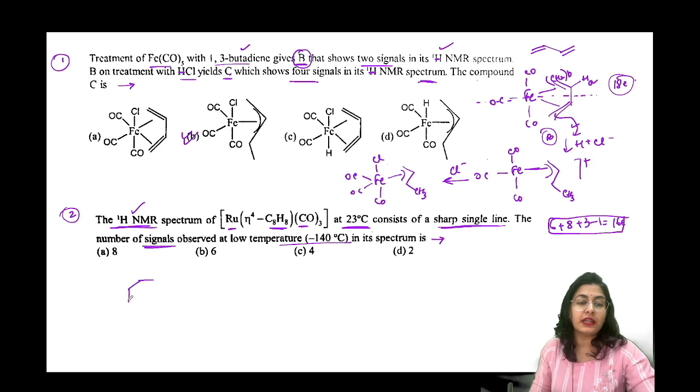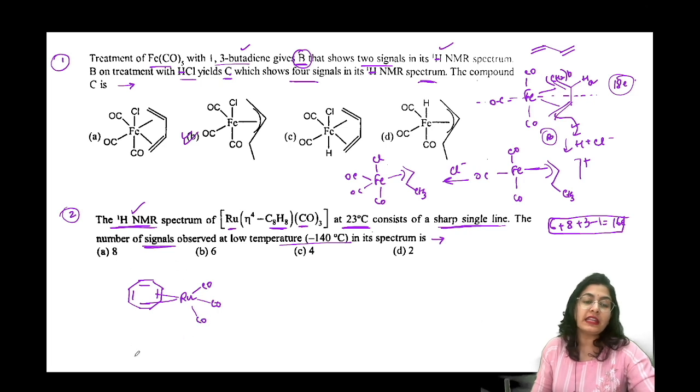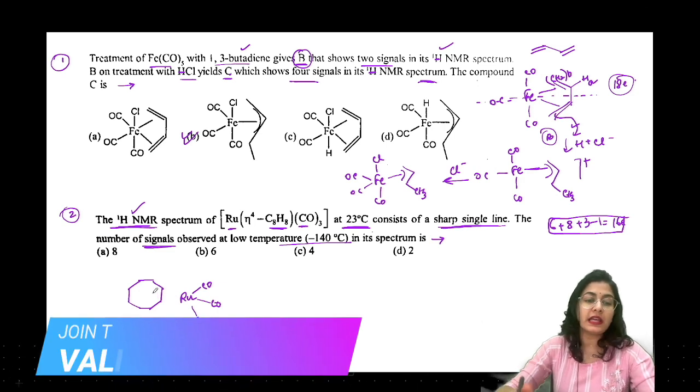If you can understand, it is eta4 C8H8. What does that mean? C8H8 is cyclooctatetraene, like this, but only eta4 is connected. That means that 2 of these alkenes are going to be connected to ruthenium, and it is further connected to 3 carbonyls. So when we take room temperature, what happens? It only shows you one single line.